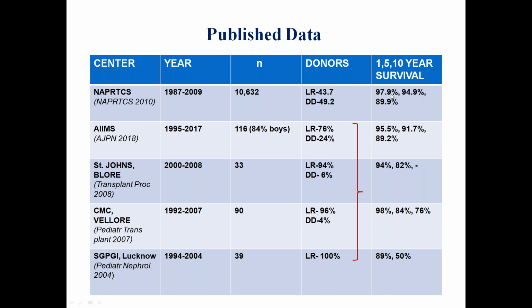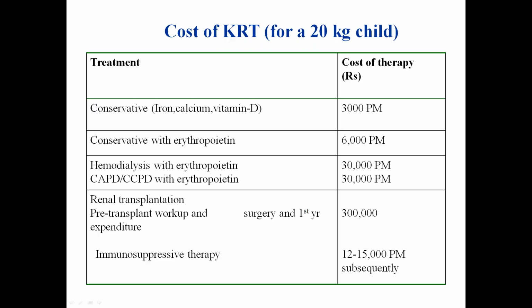If you look at the 10-year survival of renal graft, it is around 90% at almost all of our centers, except for this one series from SGPGI, where patients, because of the non-affordability of immunosuppressants, had actually stopped their immunosuppressants, cyclosporin and MMF, etc., post-transplant, and that resulted in chronic rejection. And that is one of the reasons why the long-term survival was low in this particular series of published data.